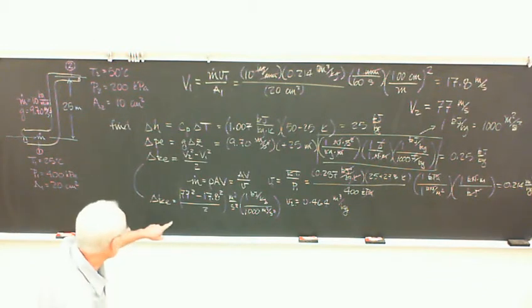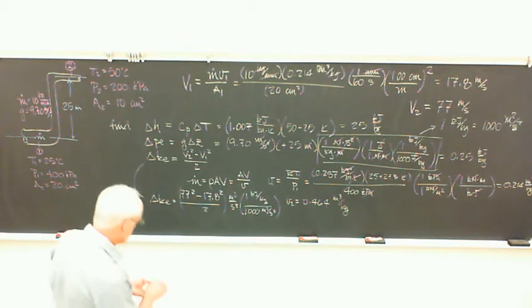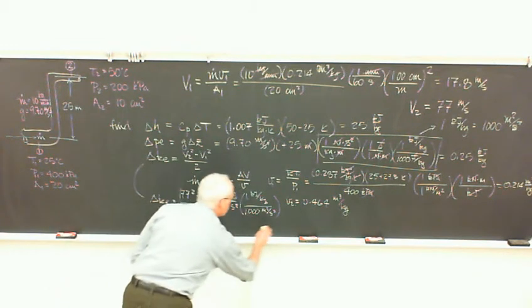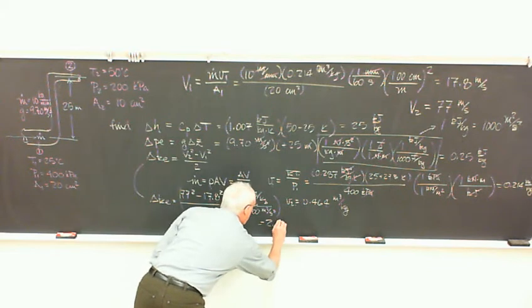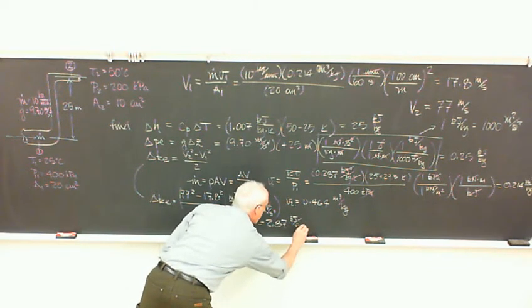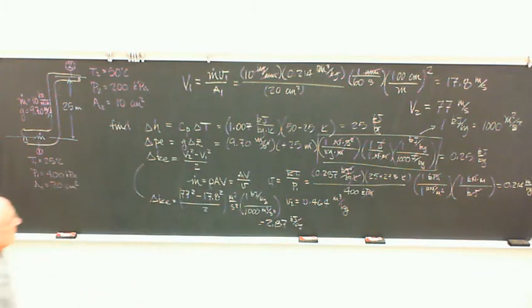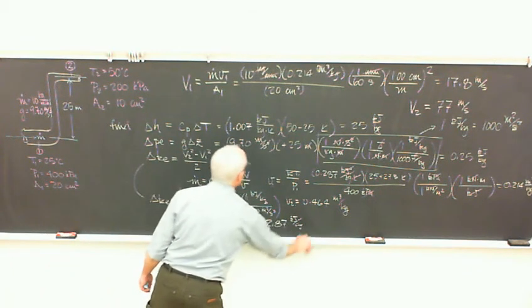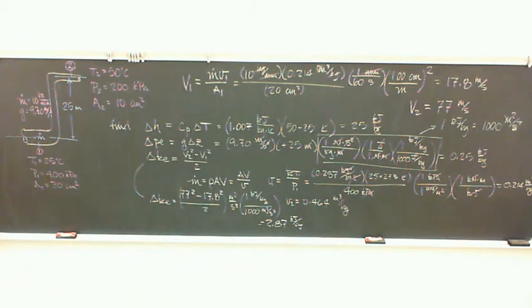Have delta KE now? 2.827. Yeah, 2, something like that. So it's 2.1, but it doesn't matter. Get the basic idea.